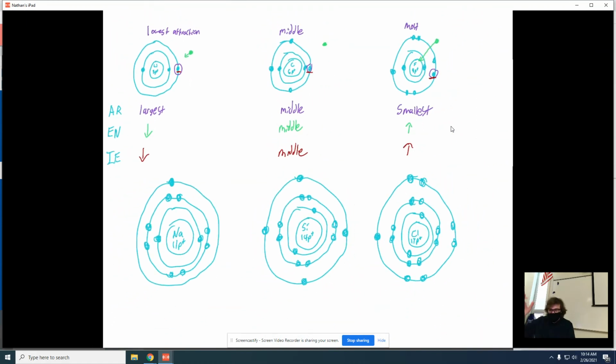So as we go down a row, let's spend some time here to look at the differences between fluorine and chlorine. Right off the bat, what do you notice about the atomic radius of chlorine? Hopefully you see that we have a whole extra shell, so we can say that chlorine is going to be significantly larger than fluorine.